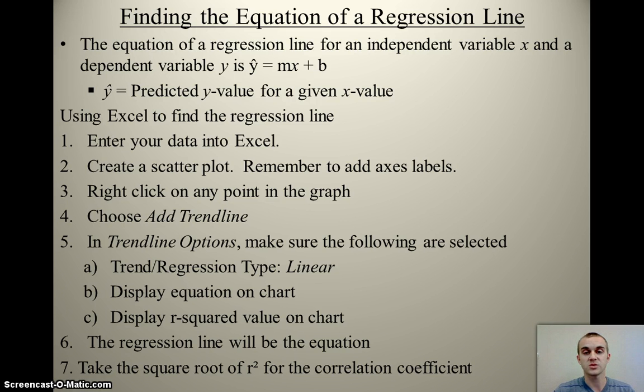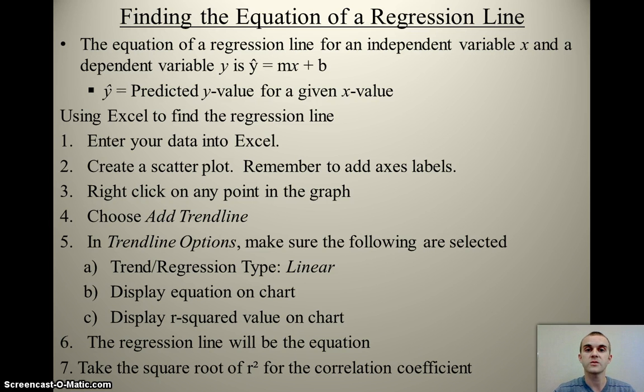We're going to use Excel to help us with this. The first thing we have to do is put our data into Excel and create the scatter plot. And remember to label those axes. Once the data and the scatter plot are created, we're going to right click on a point on the graph. From there, you'll get an option to add a trend line. Click on that, and within your options make sure to have linear checked, display the equation on the chart checked, and the r squared value checked. This will put the regression line and its equation on the graph, and it will also give you the r squared value.